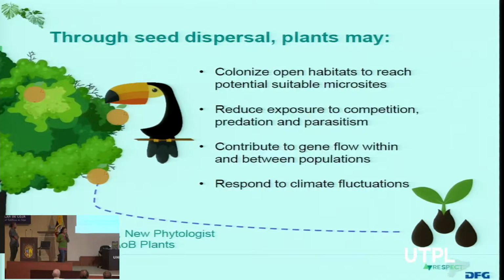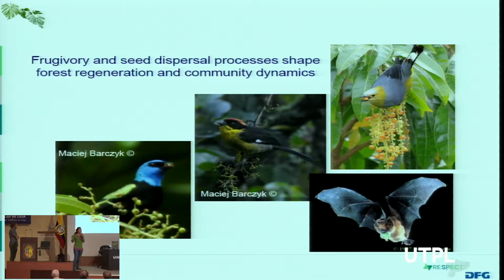When plants disperse, they may colonize open habitats to reach potential suitable microsites. They may also reduce exposure to competition, predation, and parasitism, contribute to gene flow within and between populations, and, related to our project, respond to climate fluctuations. If we focus on seed dispersal by animals, it's interesting how frugivory and seed dispersal processes shape forest regeneration and community dynamics.